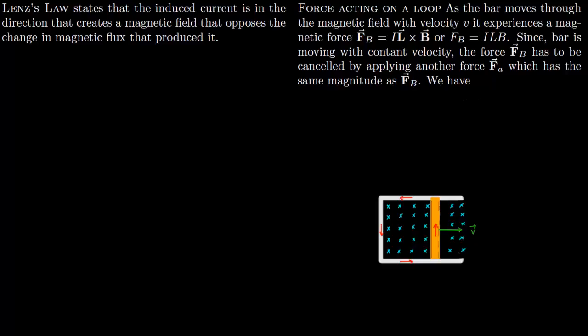We now state Lenz's law. So we had seen that Faraday's law talked about induced current or induced EMF. Now Lenz's law states that this induced current is in the direction that creates a magnetic field by itself, and this magnetic field is such that it opposes the change in magnetic flux that produced it.